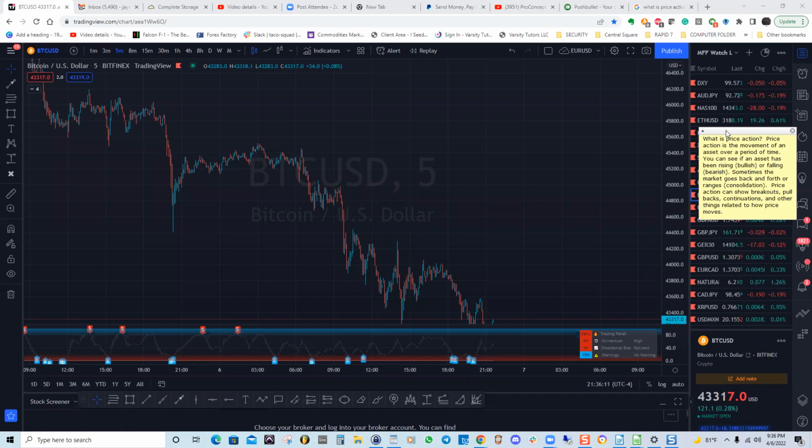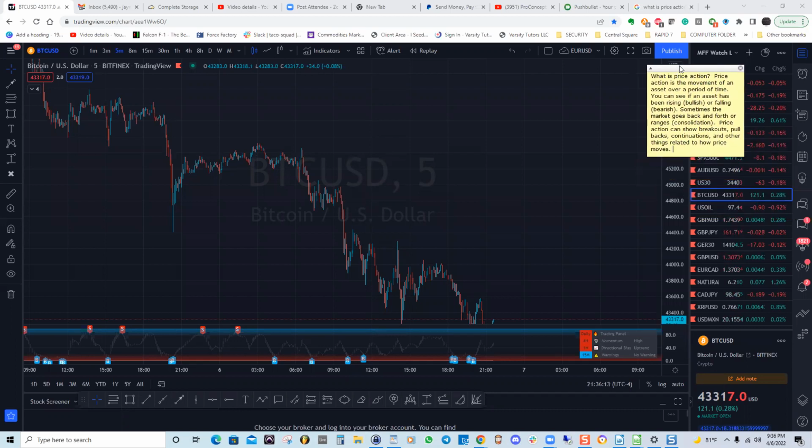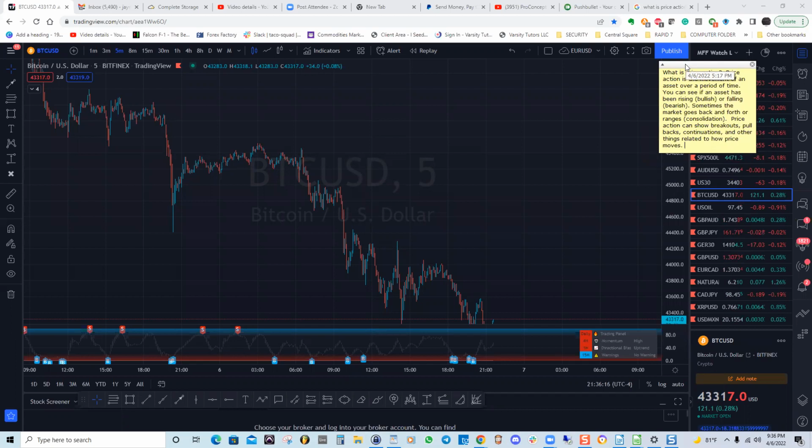So, first thing we should start off with, what is price action? Well, price action is the movement of an asset over a period of time. You can see if an asset has been rising, it is bullish, or falling, it is bearish. Sometimes the market goes back and forth, and we call it ranging or consolidation. That's when the buyers and sellers are in indecision. So you don't have any buyers or sellers winning, you're just going side to side, and we'll show that. And price action can also show breakouts, pullbacks, or what they call retracements, continuations of a trend, and other things related to how price moves.